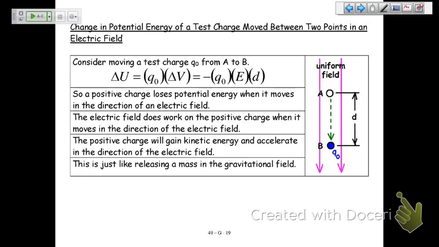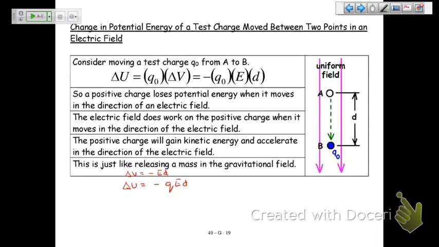The change in potential energy is just Q, I'm calling this Q naught now, times delta V. So delta U equals Q E D, so delta U equals minus QED. Quite easily done, and I remember learning that when I first started. So we have delta V equal to minus ED, and delta U equal to minus QED.